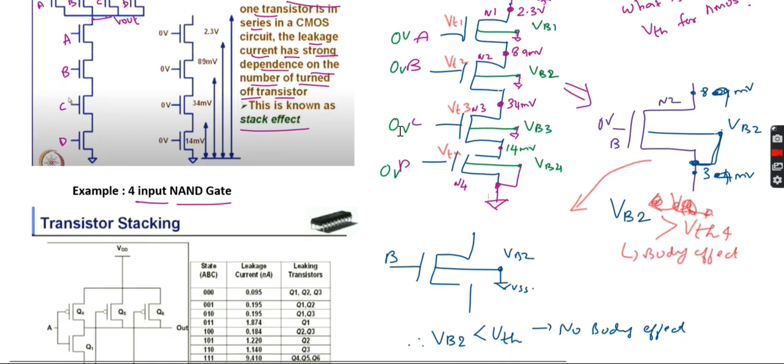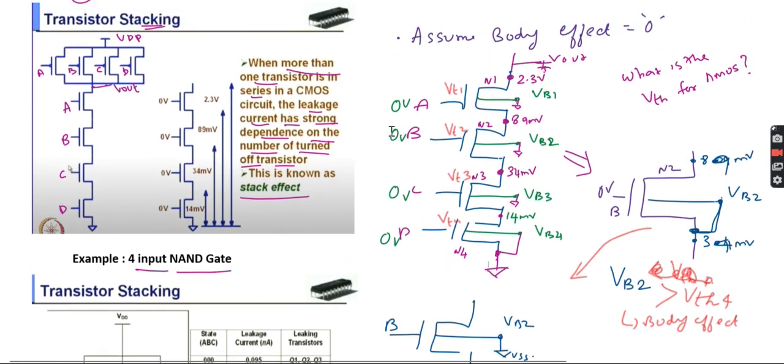See, when all the transistors are off, the voltage drop will be like this. The voltage in this place will be 14 millivolt, here it is 34 millivolt, here it is 39 millivolt, here it is 2.3 millivolt. If any one transistor is on, for example AB is on and the others are off, only this will be your leakage power. This is the voltage actually.